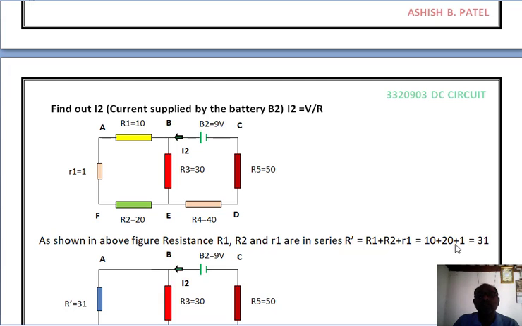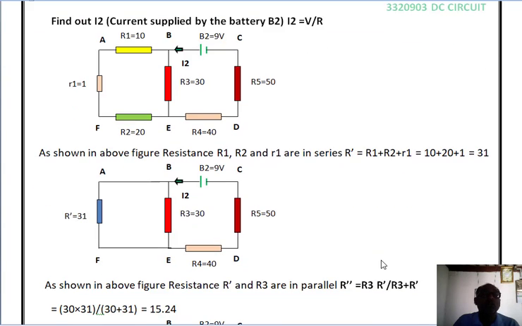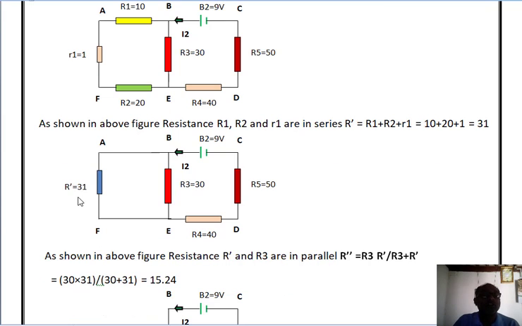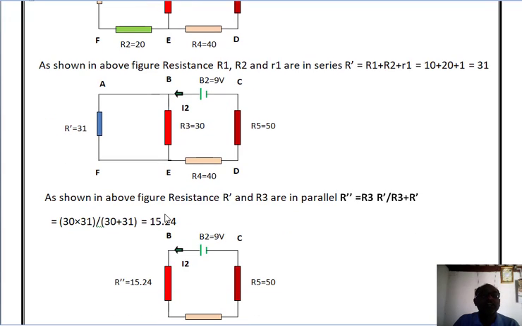10 plus 20 plus 1 is equal to 31 ohm. So the 31 is the equivalent resistance of the 10, 1 and 20 ohm. Now this new R dash, 31 ohm, is in parallel with this R3 resistance. So to find its equivalent resistance, we can use this formula, R2 double dash.